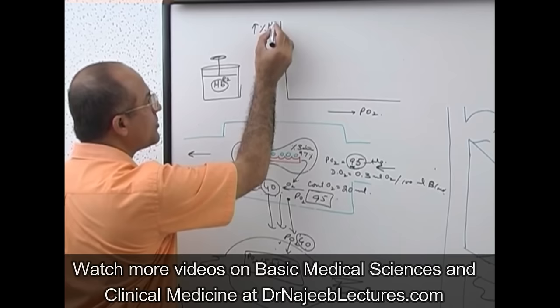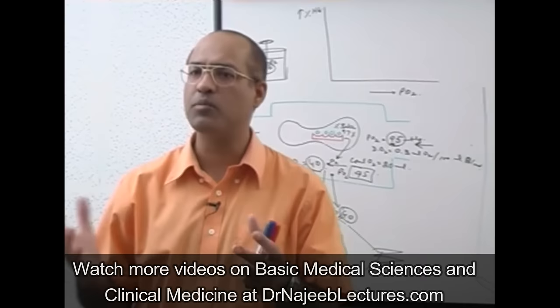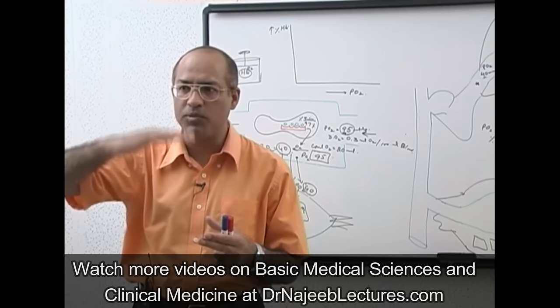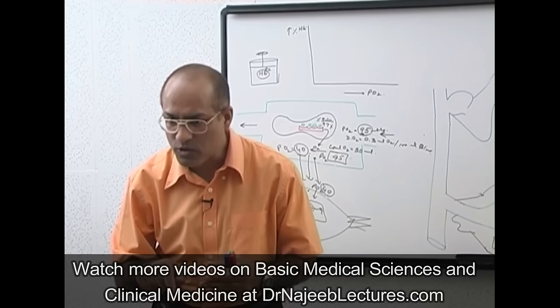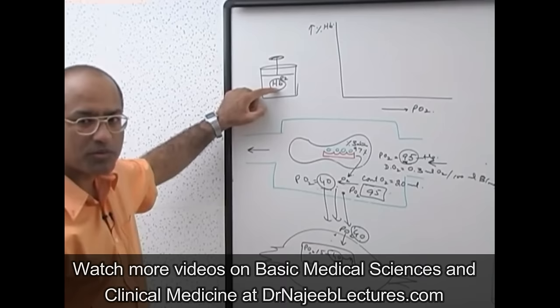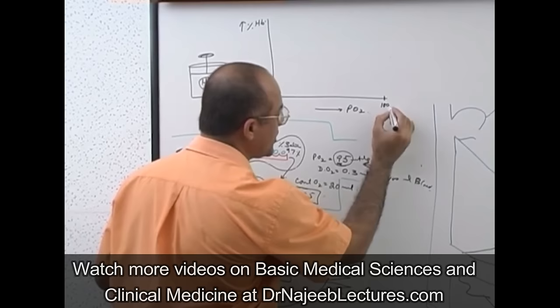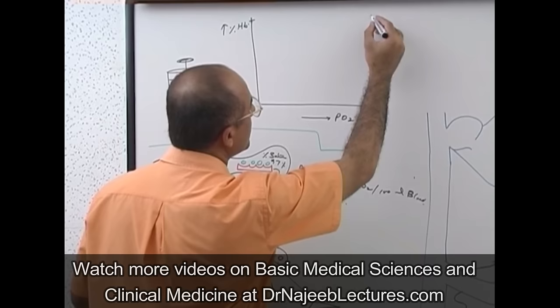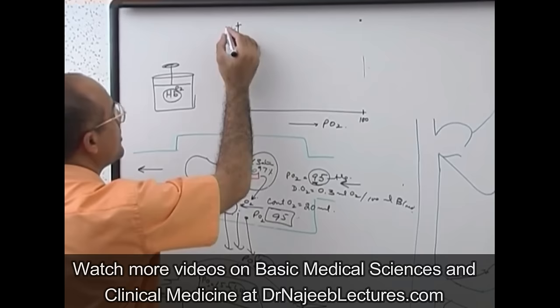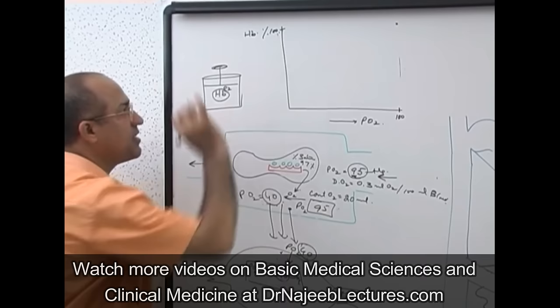Again, listen, you have some amount of hemoglobin in a container, and you are exposing that hemoglobin to progressively increasing pressure of oxygen. As you keep on increasing the pressure of oxygen, the saturation of hemoglobin will become progressively more. Is that right? And what really happens at the pressure of 100, let's suppose this is the pressure of 100? At the pressure of 100, it is 100% saturated. Hemoglobin is 100% loaded with oxygen. This concept is clear? No problem up to this?